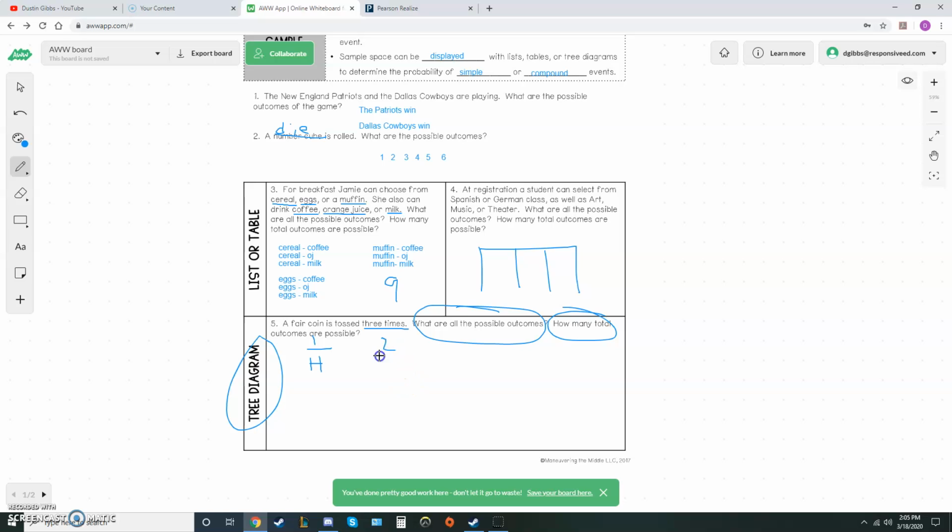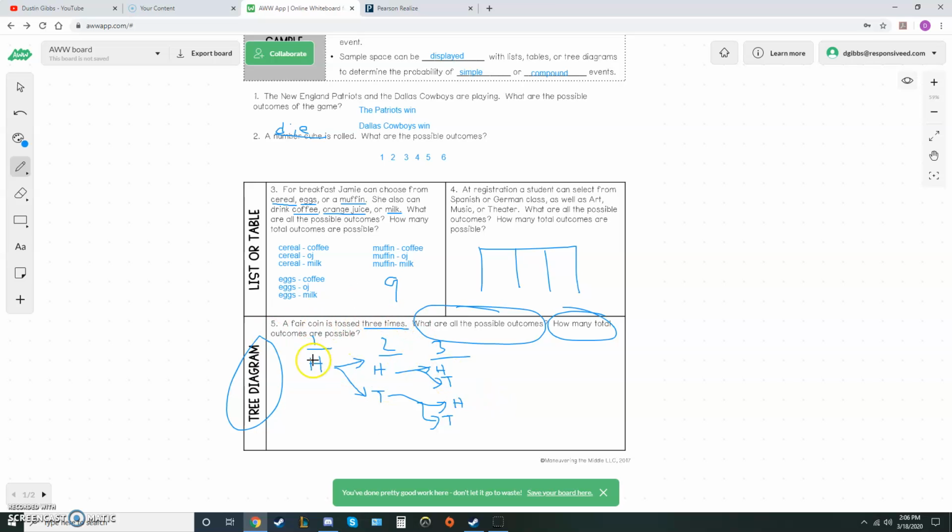Well, what about toss 2? Well, it could also be heads or it could be tails. And then what about toss 3? Well, if it was heads and then heads again, your options would be heads or tails. And the same here, if it was heads then a tails, then it would be heads, tails, and then again either a head or a tail. So you see how it keeps branching out, and that's basically what a tree diagram is.